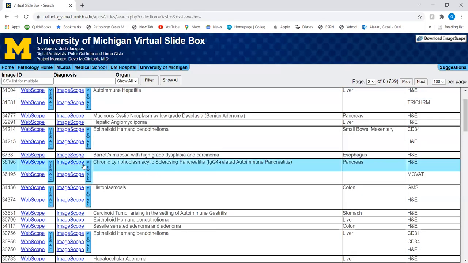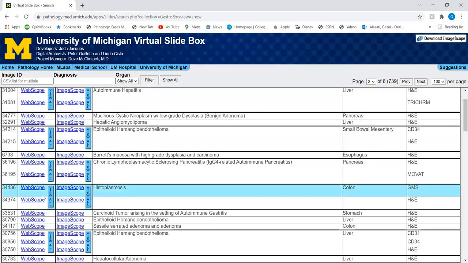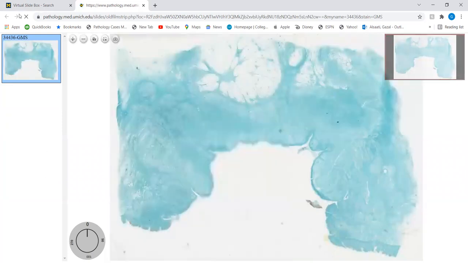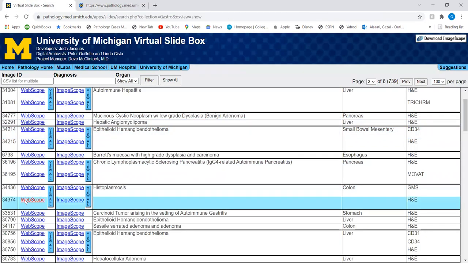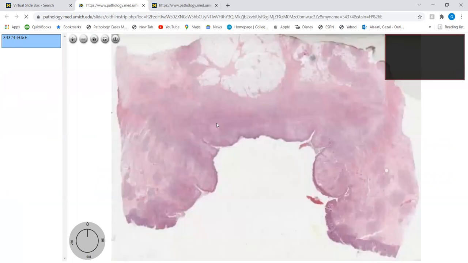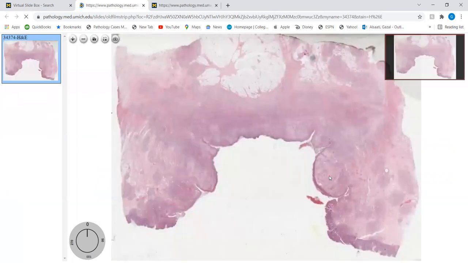Let's move on. Next is, this is a nice one. This is a colon. They're calling it histoplasmosis. Oh, no, I don't want to see this first. I'm going to see the H and E first. So I'm hoping this is an H and E. Perfect. So this is an H and E.